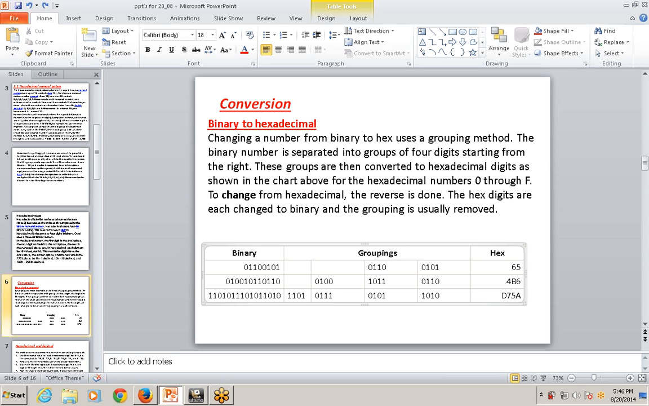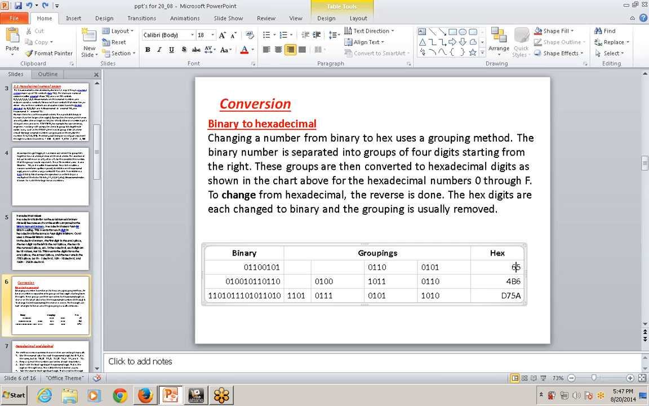Now, if I want to calculate this one, 2 power 0 is 1, into the digit 1, so 1 into 1 is 1. 2 power 1 into 0 is 0. 2 power 2 into 1 is 4, plus 1 is 5. The output is 5, that is 65. So this is how we can calculate.